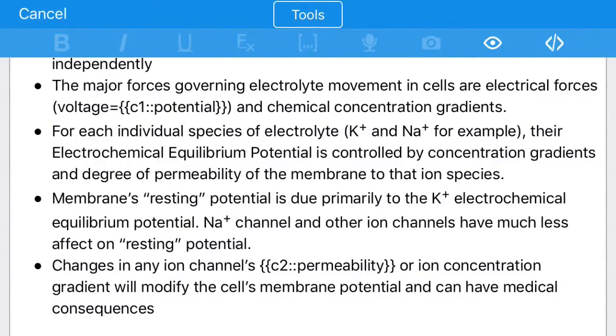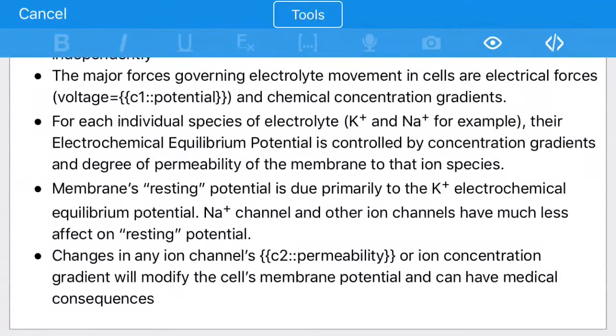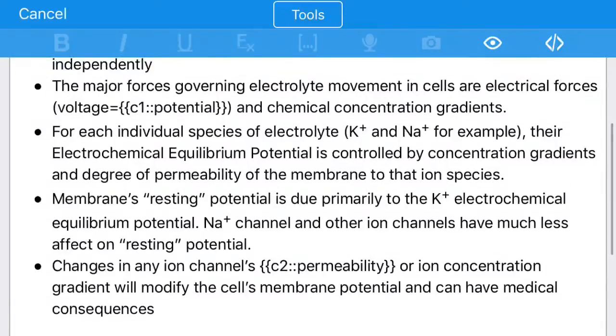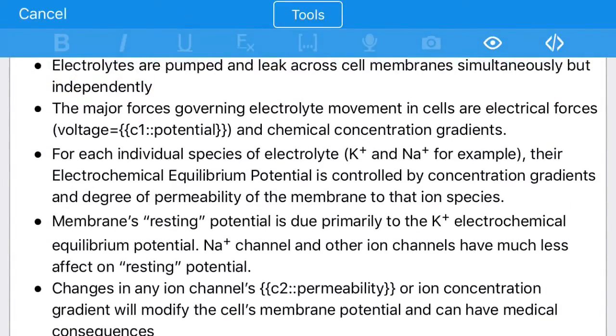Let's see, resting potential is due primarily to potassium electrochemical equilibrium potential. Right, how do you know that? That's why I didn't create a card. I've got lots of cards that talk about that already. Let's see. For each individual species of electrolyte, their electrochemical equilibrium potential is controlled by concentration against any degree of permeability.